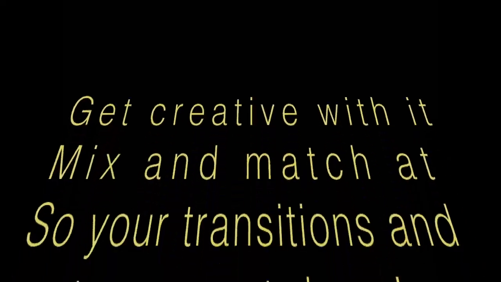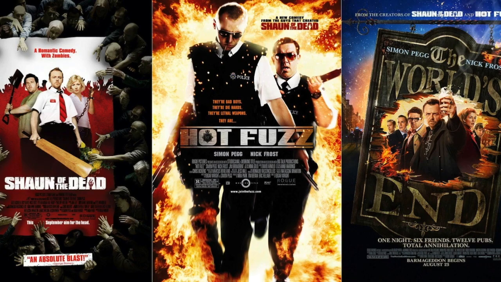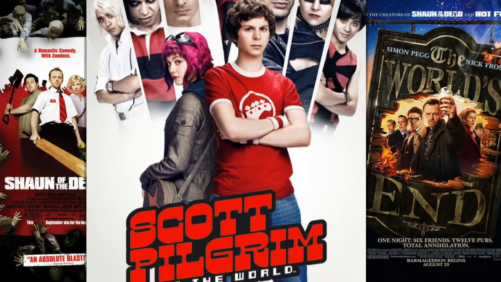Once you've mastered these transitions, you'll be able to combine them and use them at will. One filmmaker who's really good at using these is Edgar Wright, who you'll probably know for making the Cornetto trilogy. And if you're lucky, you'll have seen Scott Pilgrim too.